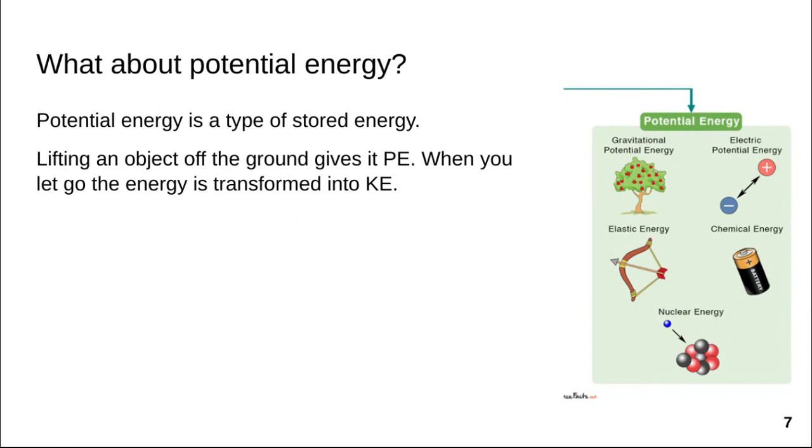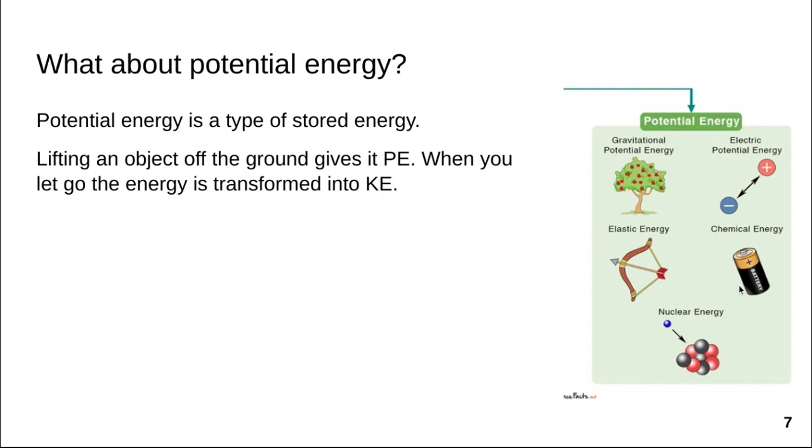So potential energy is a form of stored energy that is often transformed into the energy of movement, which is kinetic energy. Some other examples of stored or potential energy include elastic energy. So that's when you squeeze a spring or pull a rubber band, you're giving it potential energy so that when you let it go, it can move.